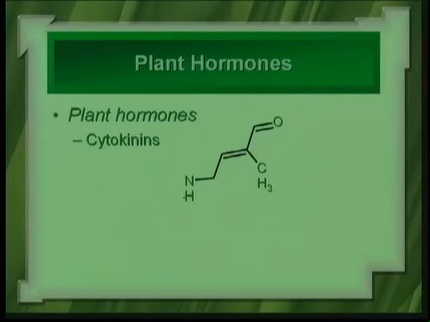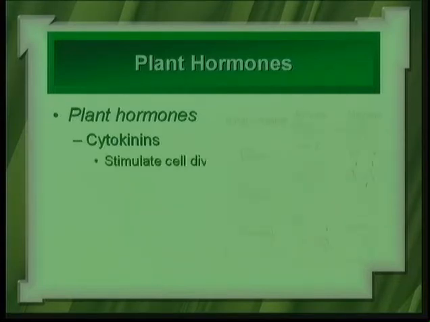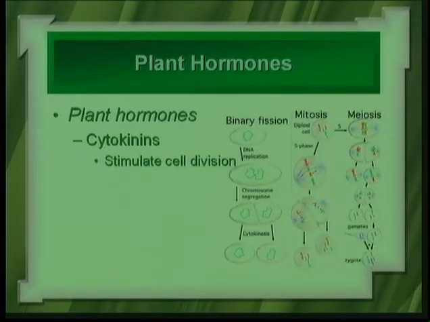Now another plant hormone is called the cytokinins. Here is a nice structure of a cytokinin. Cyto, of course, means cell. What cytokinins can do is stimulate cell division. This is just a reminder of the different kinds of cell division that we talked about: binary fission, which bacteria go through, and mitosis and meiosis, which plants, fungi, animals and protists go through too, because we are of course made of eukaryotic cells. So cytokinins can stimulate cell division.